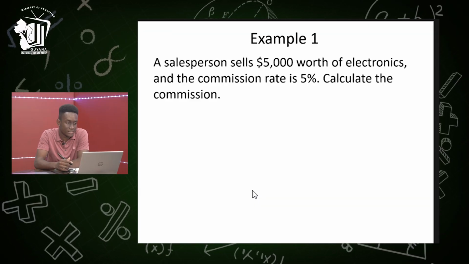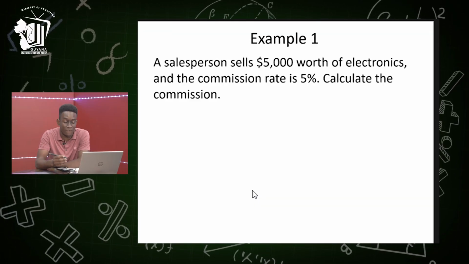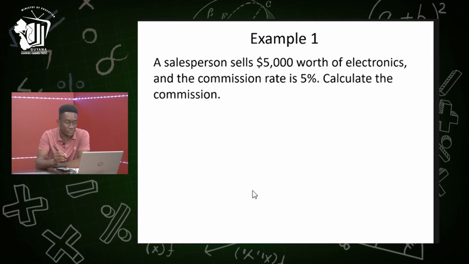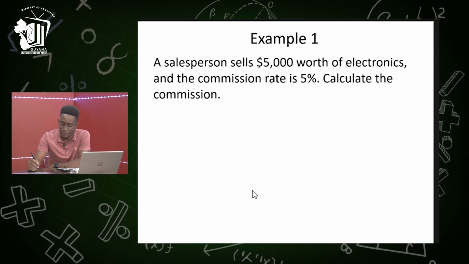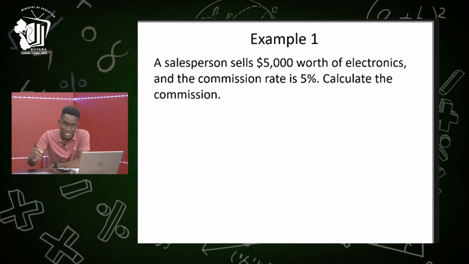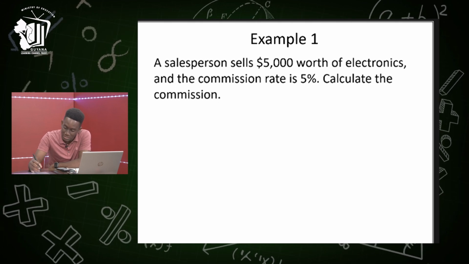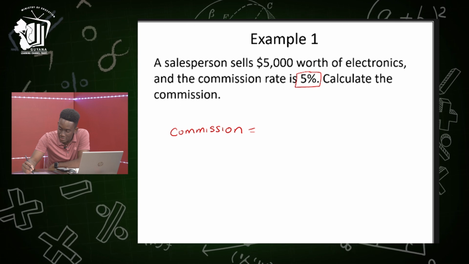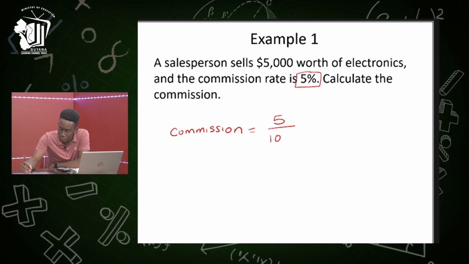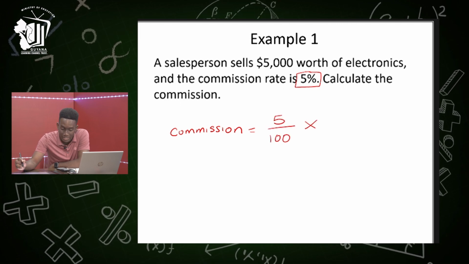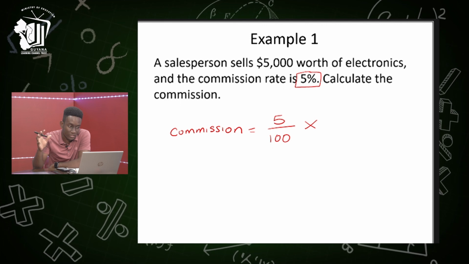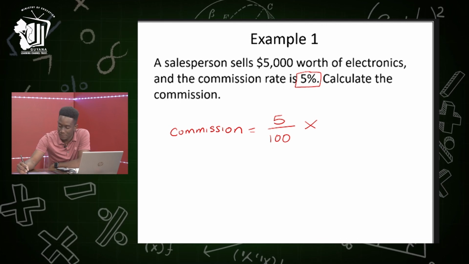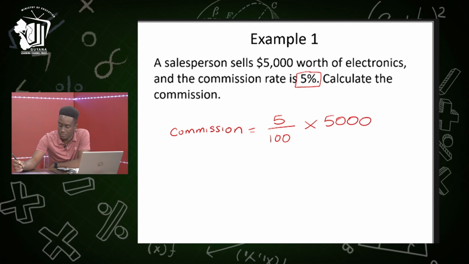First example says a salesperson sells $5,000 worth of electronics and the commission rate is 5%. Calculate the commission. So to calculate the commission for this salesperson, it's simply the commission rate, in this case 5%, so it's 5 over 100 multiplied by the total worth of items that the salesperson sold. So this is multiplied by 5,000.